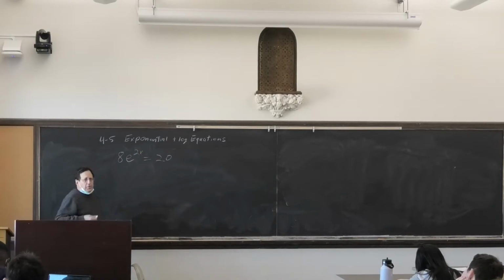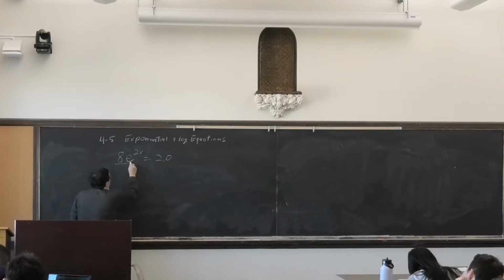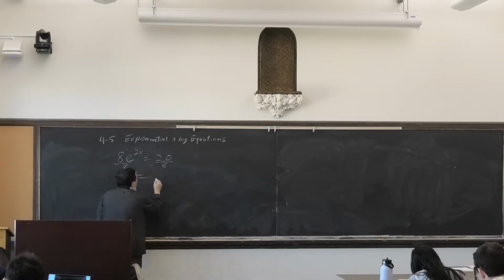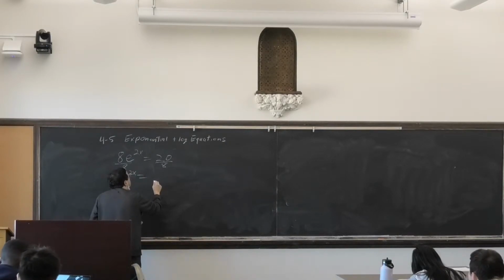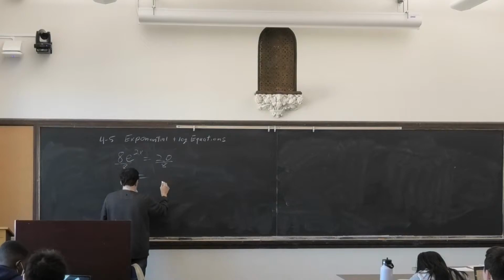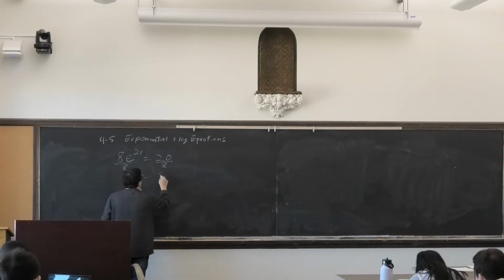And the first part of it should be straightforward. We do this all the time in algebra. You just divide both sides by 8. So we get e to the 2x equals, what's this? 2.5. It's 5 halves.